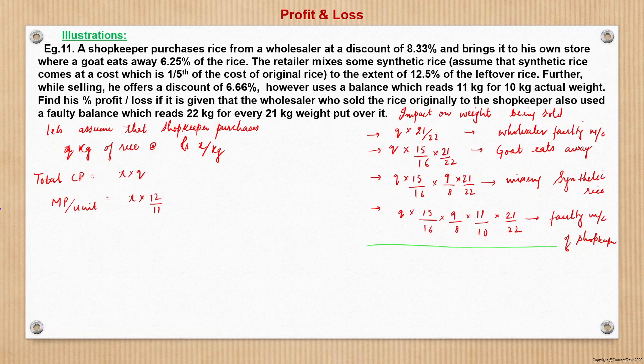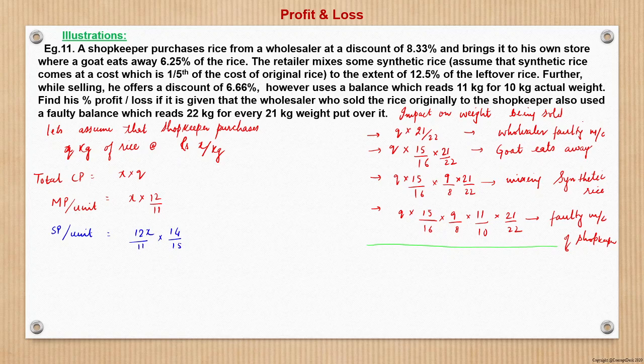Now let us see here. Marked price we know. So selling price is offering a discount of 6.66%. So selling price per unit will be marked price into discount. So 12x into 11 into 6.66, which means 1 by 15. So that becomes 14 by 15. Selling price per unit is 14 by 15.